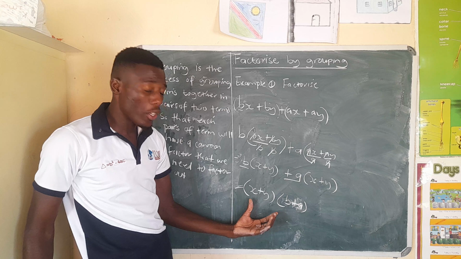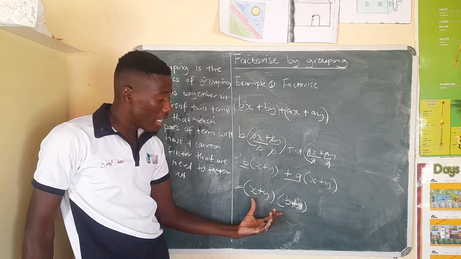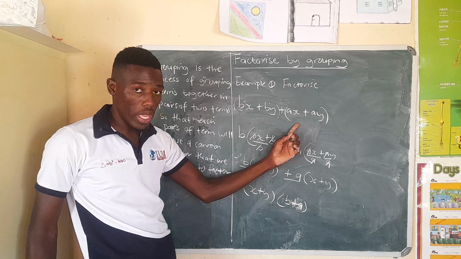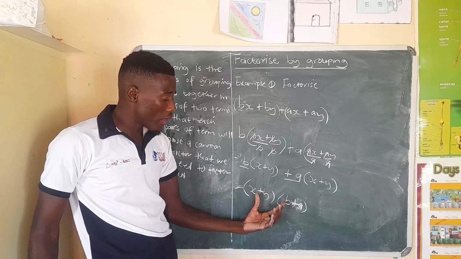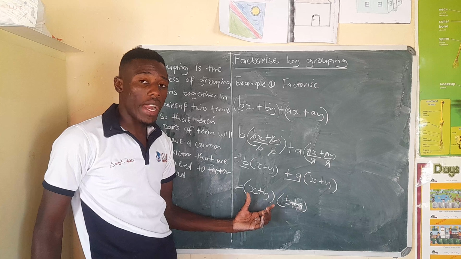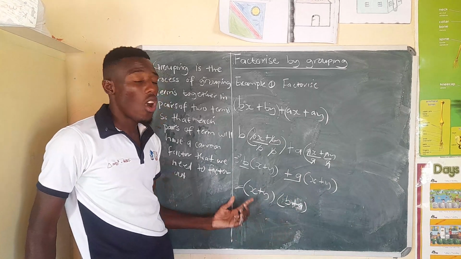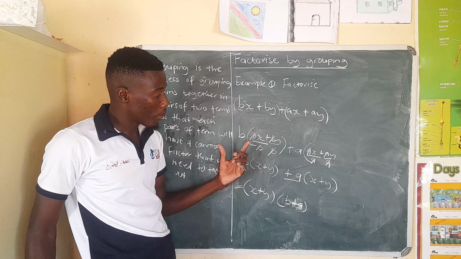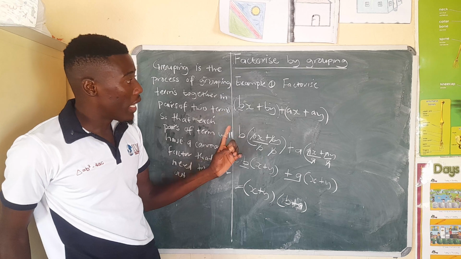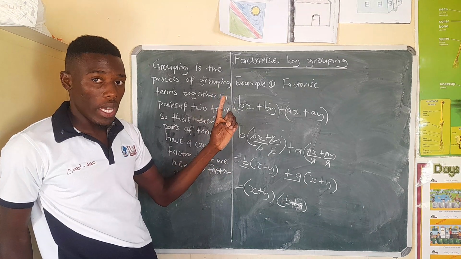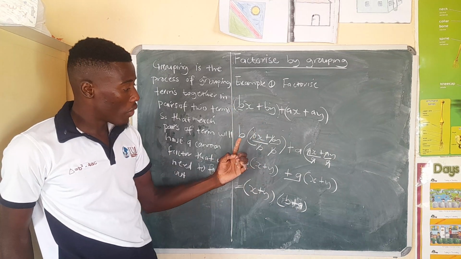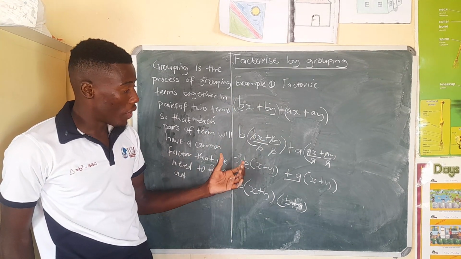So in order to check your answer, you must expand this bracket. If you expand this bracket, it will bring you here. Are you okay? That's why in the previous lesson, I explained that factorizing is the reverse of expanding brackets. So this is how we factorize when we are dealing with grouping. Remember to follow the steps that I've shown you, and when you follow these steps, you will never struggle with this grouping.